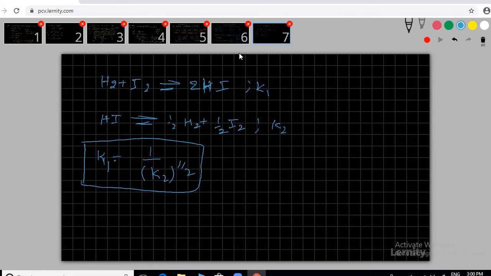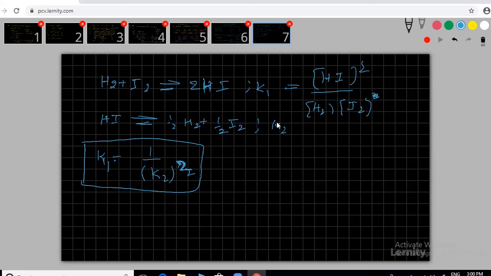You have to write square or 1 by 2. So this is square. Is it correct? Anyway, you can write here K1 equal to Hi square by H2 I2. Clear?